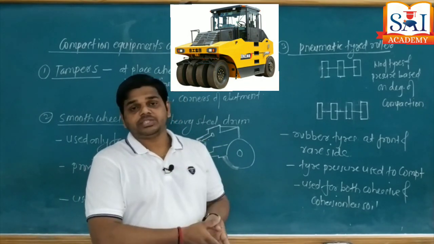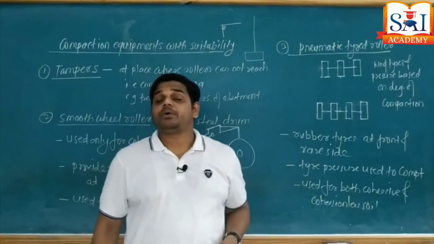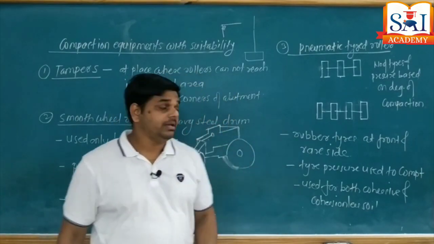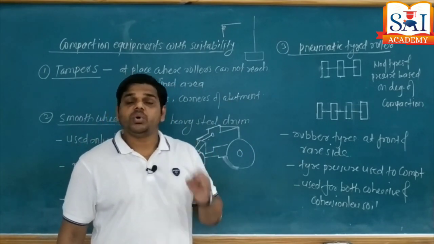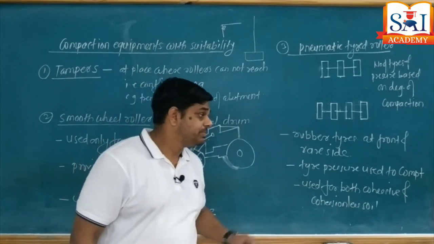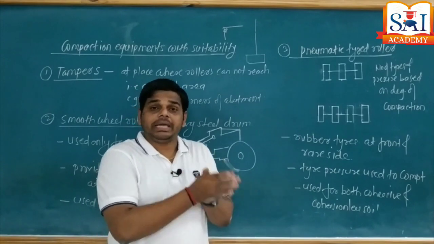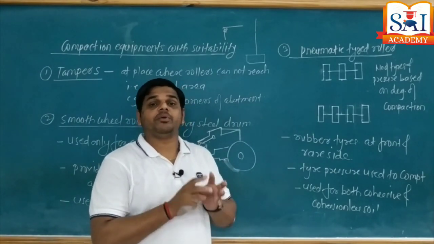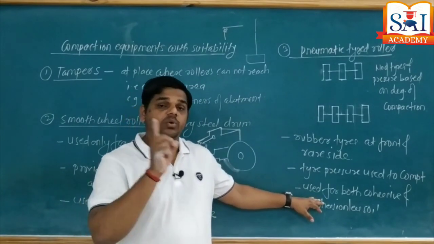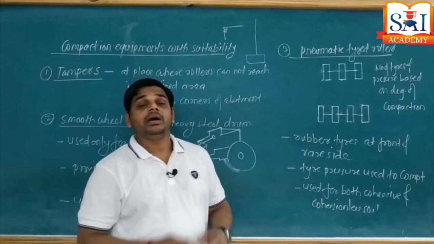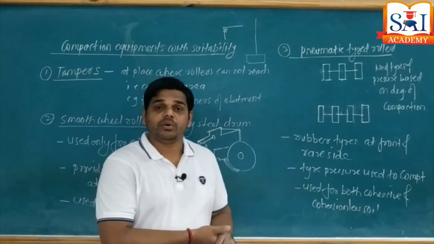As rubber tire is used, that's why this roller is applicable to both types of soil. Mark this sentence with a different color pen. Pneumatic tire roller is applicable for both types of soil, that is cohesive and cohesionless. Tire pressure is used to compact the soil, means again we are going to adjust the pressure based upon the degree of compaction. And tires vary in size based upon the nature of the work.